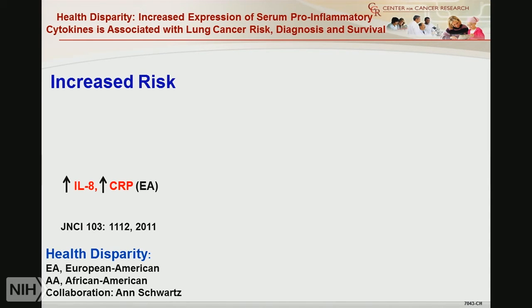So then you can take that group of those individuals and controls and do a nested case control study and go back and look at the serum that was collected 20, 30, 40 years ago. And when we did that, we found that two cytokines, C-reactive protein and IL-8 were increased prior to diagnosis, including up to 8 years prior to diagnosis.